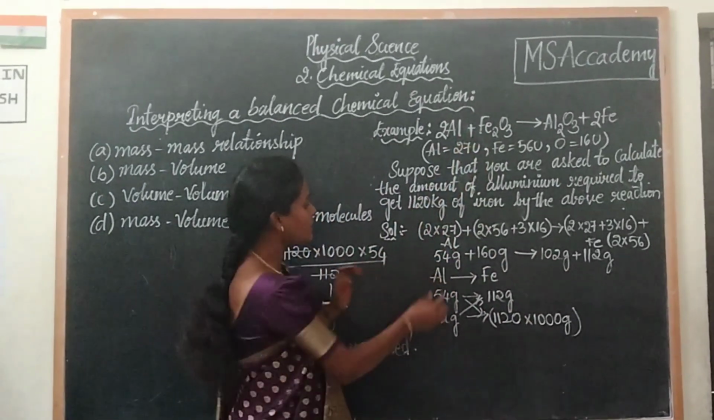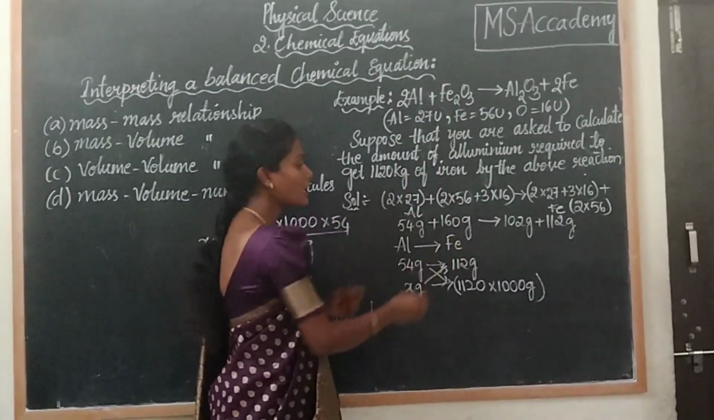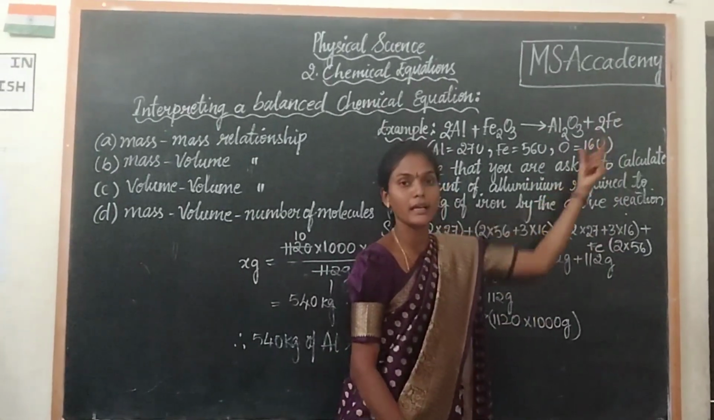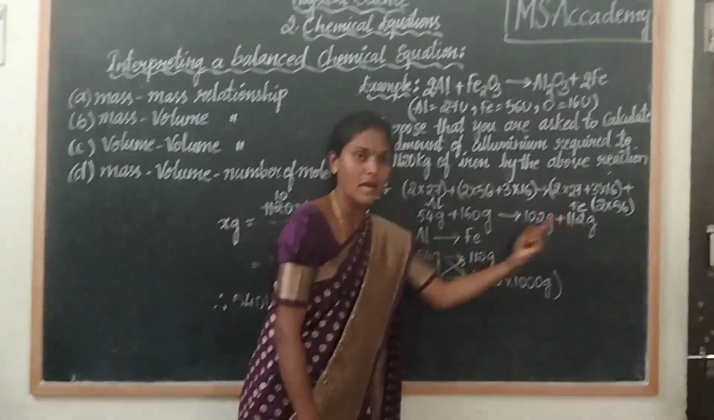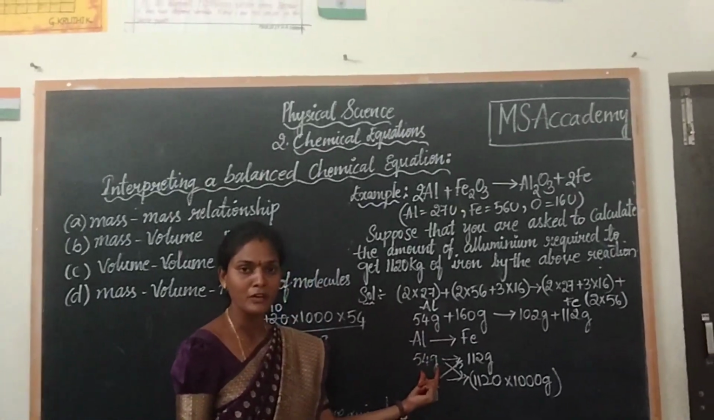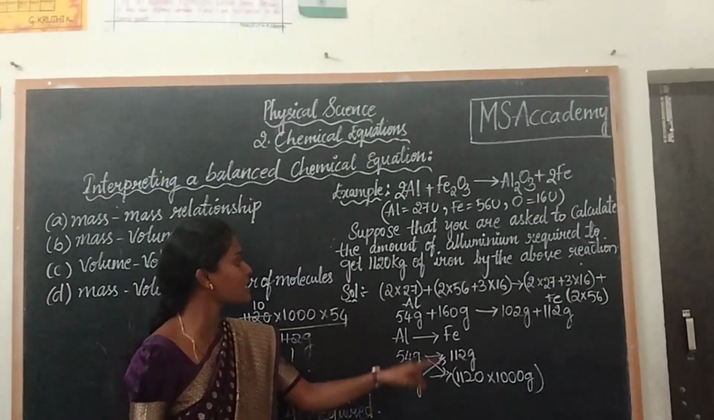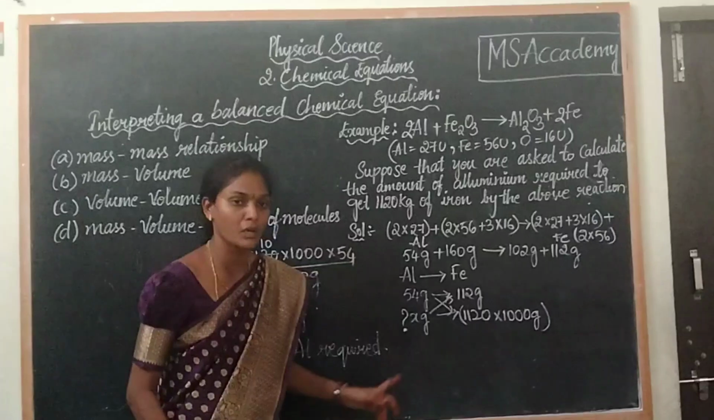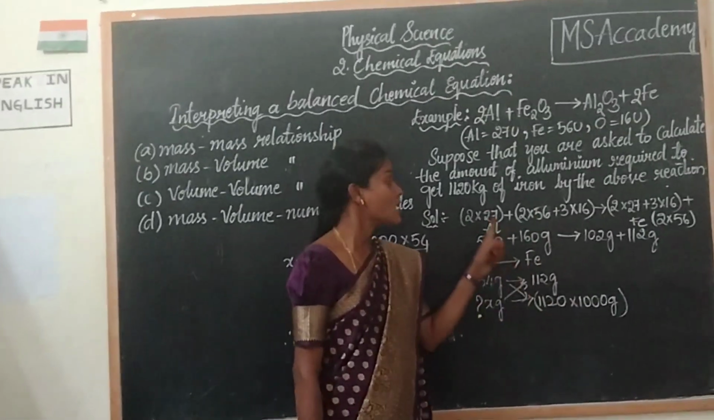So I am taking 54 grams of aluminium and 160 grams of iron oxide, and I am getting 102 grams of aluminium oxide and 112 grams of iron as per the equation. Now he is comparing aluminium with iron. I am taking 54 grams of aluminium and getting 112 grams of iron. What is the question? How much aluminium is required in order to get 1120 kg of iron?